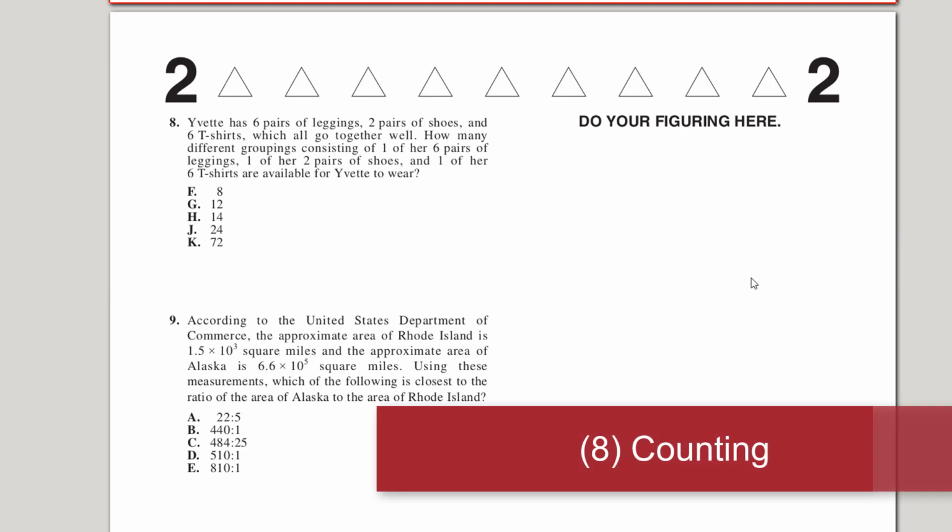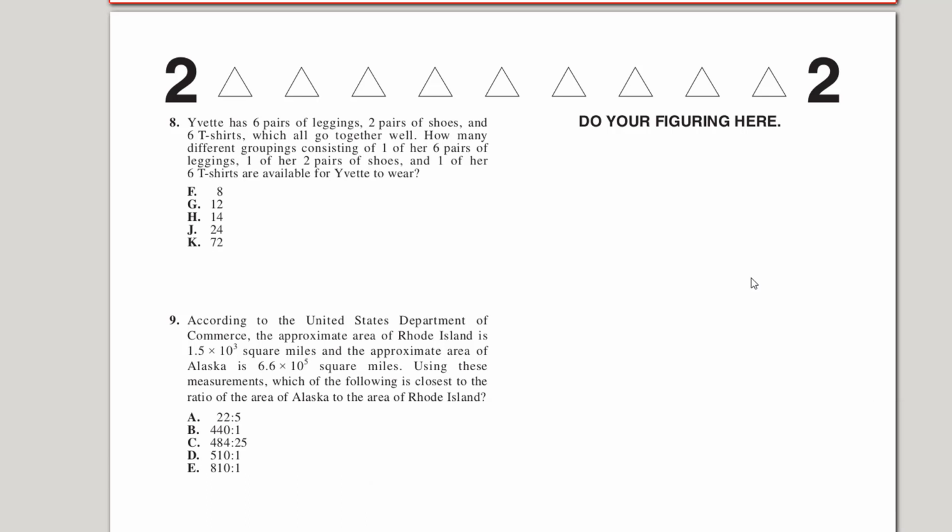Question number 8 says Yvette has 6 pairs of leggings, 2 pairs of shoes, and 6 t-shirts, which all go together well. How many different groupings consisting of one of her 6 pairs of leggings, one of her 2 pairs of shoes, and one of her 6 t-shirts are available for her to wear? So we know that we have 6 pairs of leggings, 2 pairs of shoes, and 6 t-shirts.